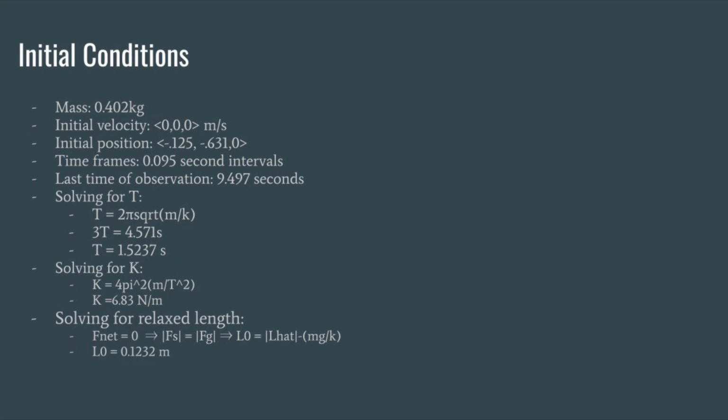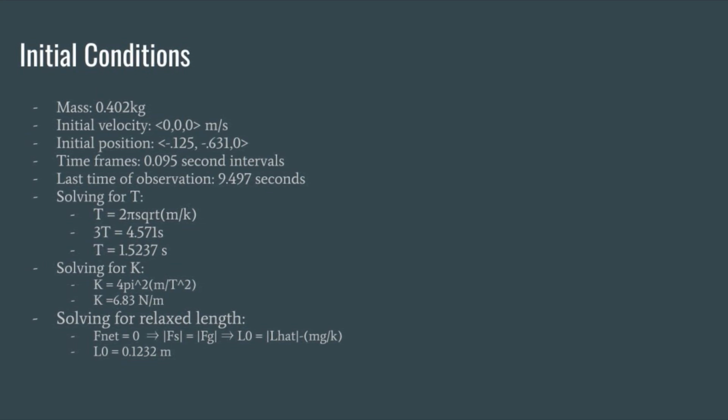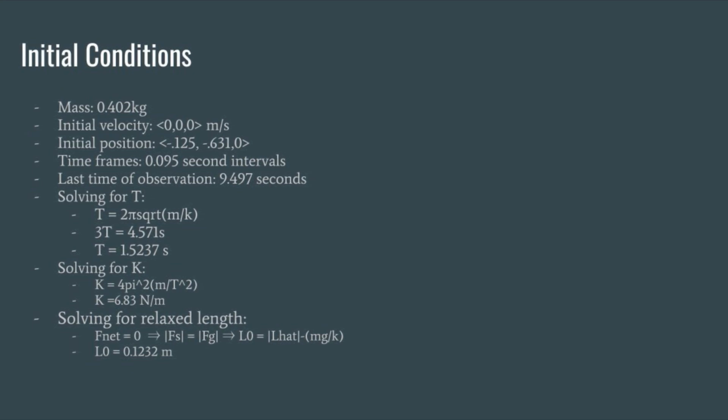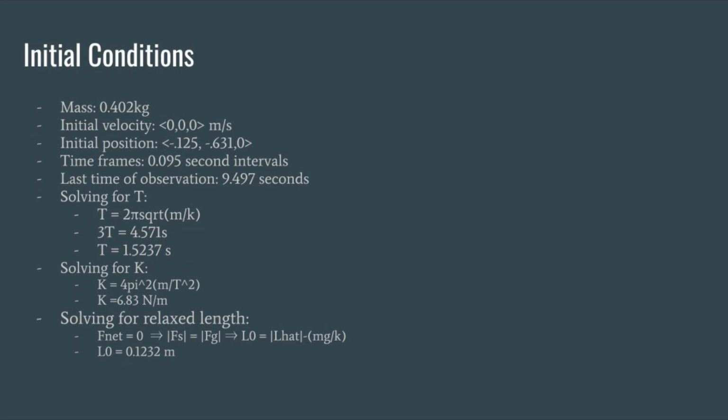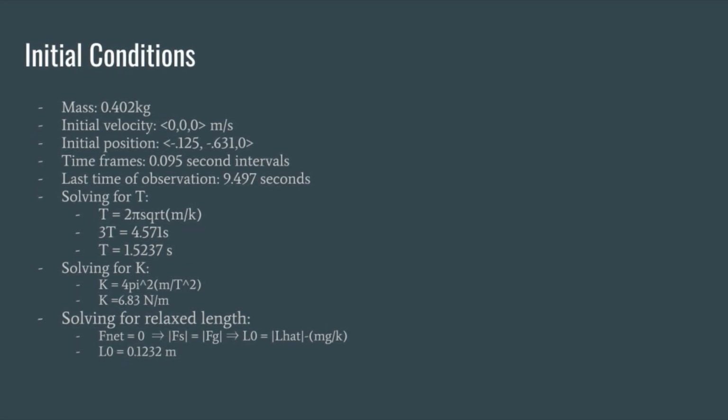My initial conditions for this lab were: my mass is 0.402 kilograms, the initial velocity is 0 meters per second, the initial position is negative 0.125, negative 0.310, and my time frames were 0.095 second intervals, with the last time of observation being at 9.497 seconds.